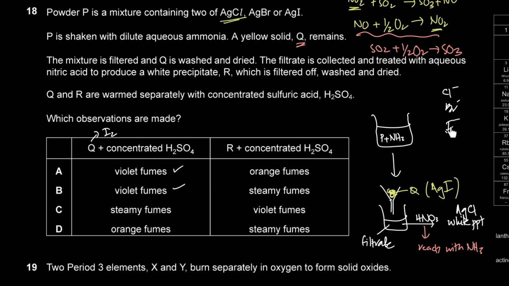Iodide and bromide can both reduce concentrated sulfuric acid. With iodide, you see violet fumes. With bromide, you would see orange fumes, but we don't have bromide over here. With chloride, we just see an acid-base reaction, so we're going to see HCl being produced. So we're going to see steamy or misty fumes of HCl. So we're going to see iodine vapor with silver iodide, that's Q, and then R is silver chloride. We're going to see steamy fumes of HCl. So the answer over here is B.